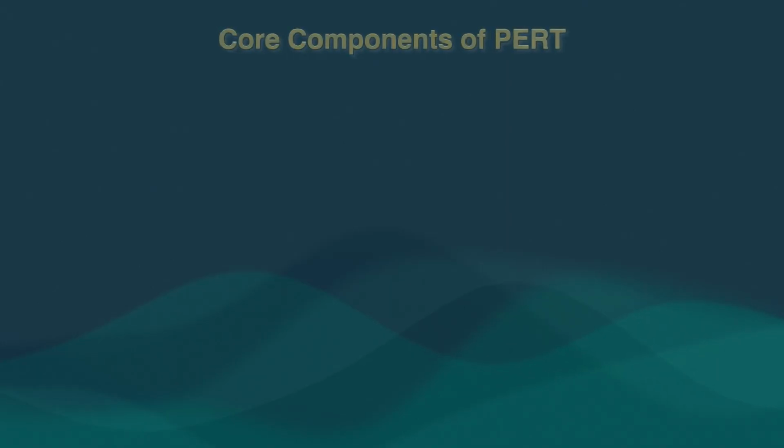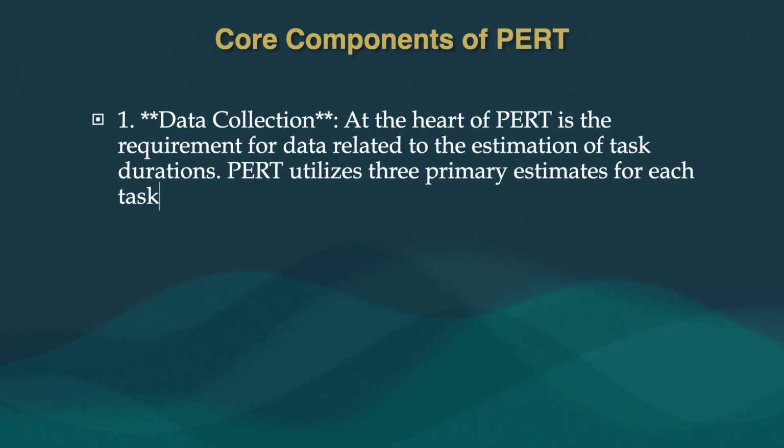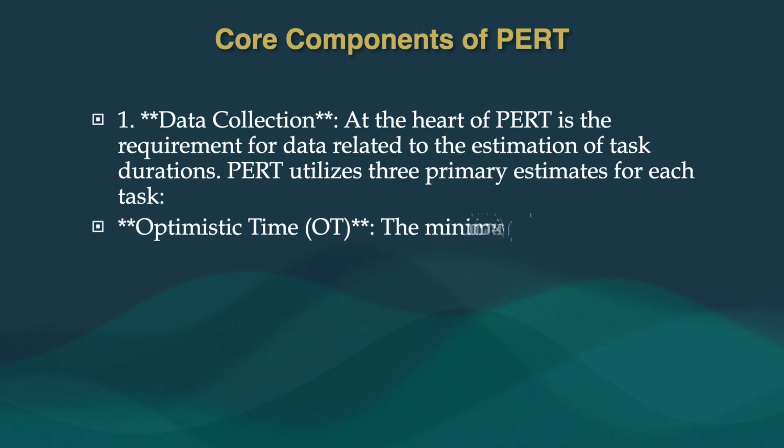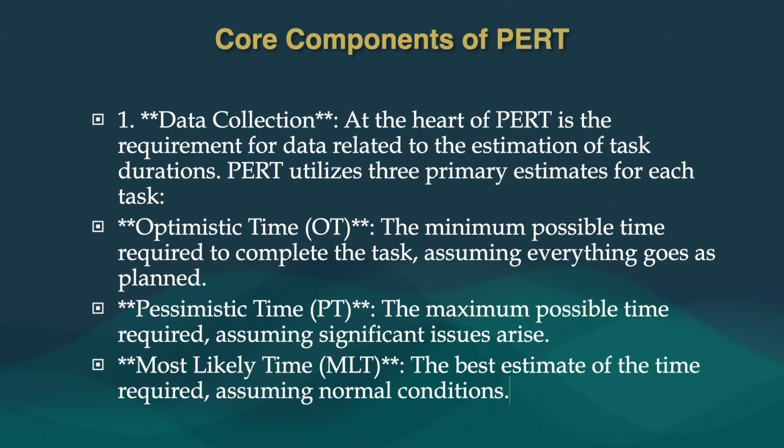The core components of PERT are: number one, data collection. At the heart of PERT is the requirement for data related to the estimation of task durations. PERT utilizes three primary estimates for each task or each job. Number one, optimistic time. Number two, pessimistic time. Number three, most likely time.